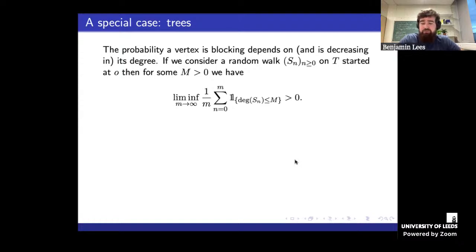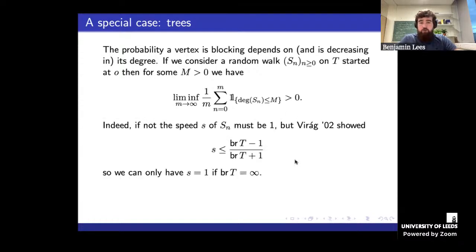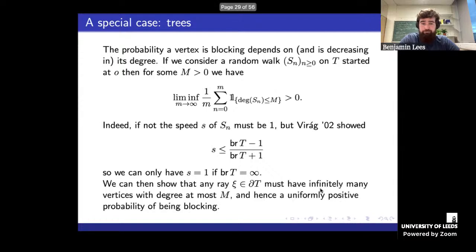This may seem fairly clear. The proof is not too bad, but needs a very nice result to get it. Well, we can see that if that's not the case, the speed of the walk must be 1. But there's this great result from 2002 that gives a bound on the speed of the walk, s, in terms of the branching number, and we can see that the only way the speed can be 1 is if the branching is infinity. So we will encounter a positive proportion of vertices with degree less than some, perhaps arbitrarily high, but fixed n.